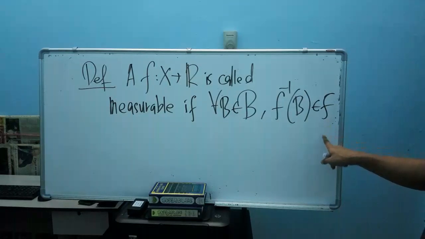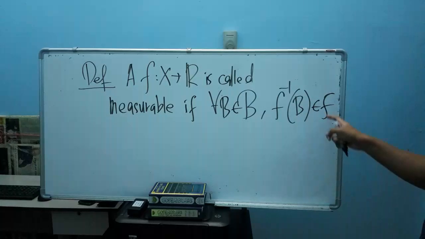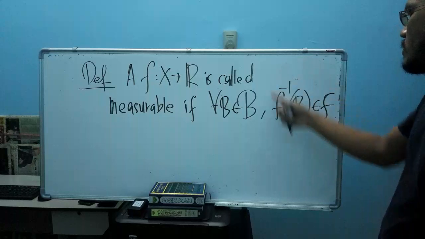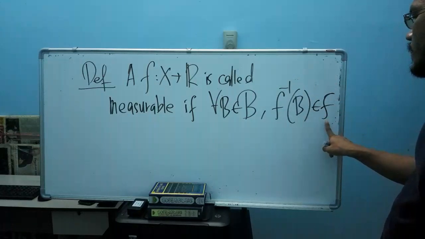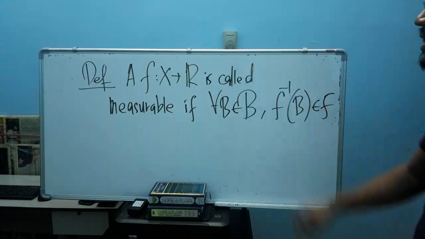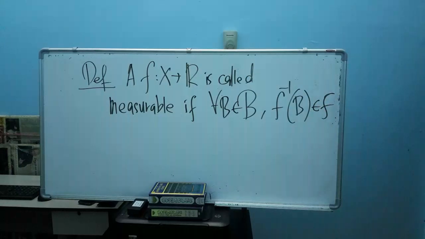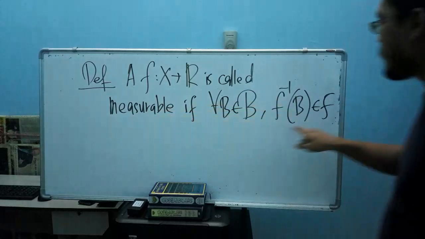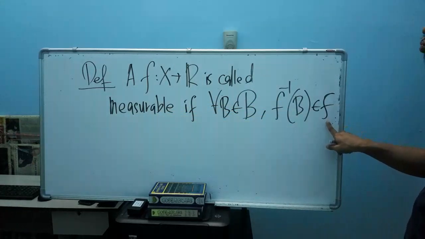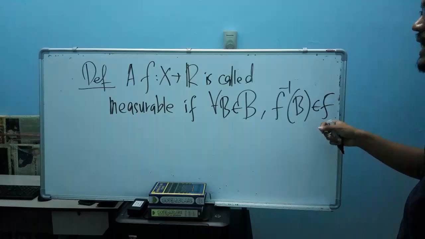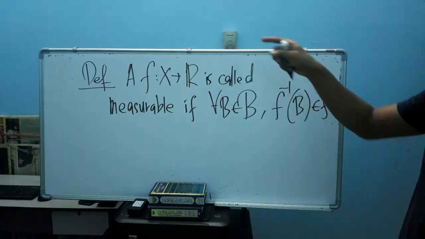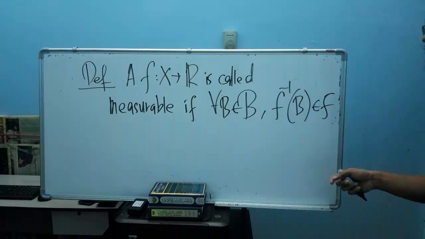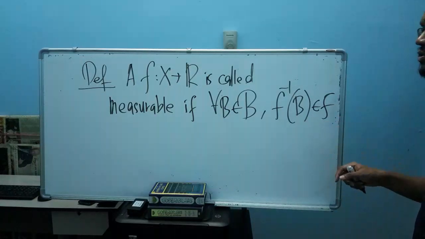Of course, if it satisfies the condition that the pre-image of every Borel set is inside the algebra, then you can say that your f here is measurable with respect to the algebra. Meaning that the measurability of your function depends on the choice, the selection, of your algebra.